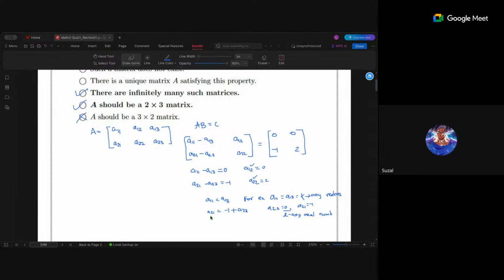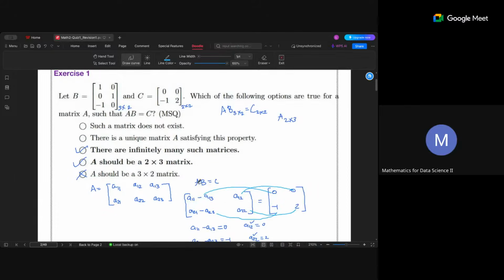Yes, ma'am. Ma'am, can you explain from this step, A11 minus A13? How did this come? We are just equating it component wise. So this component I am matching with this, and this I am matching with this. But ma'am, how did you get A11 minus A13? I just did the matrix multiplication, A into B. The first row and first column, that is how we do the matrix multiplication, right?